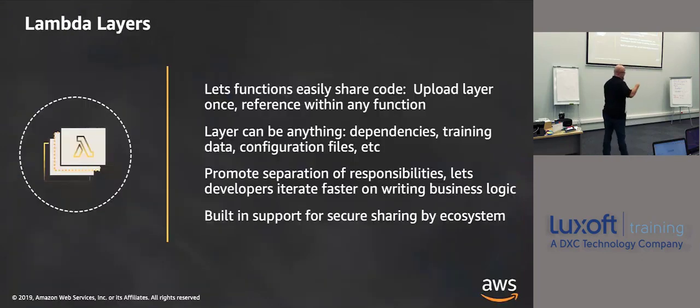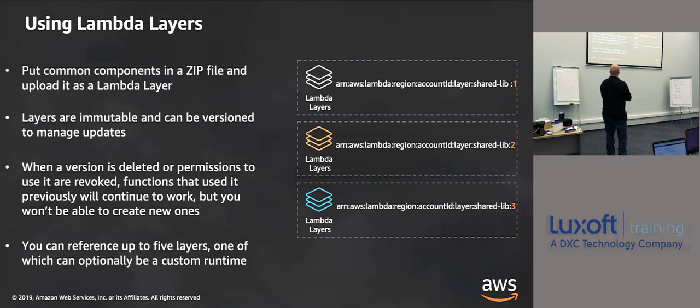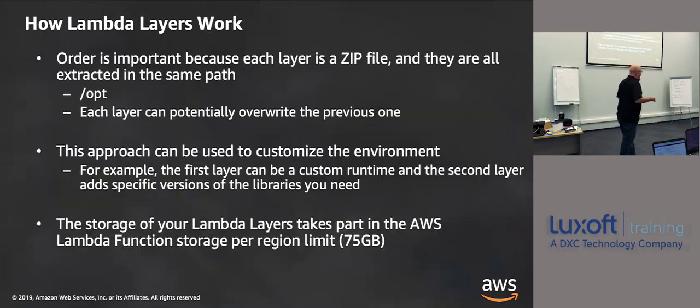So let's get into layers a little deeper. We talked about layers, where they let functions easily share. It's immutable. Talked about this one. So how Lambda layers work. Order is important, and we're going to do a little demo of this. Order is really important on how layers work. How I introduce the layers is how it's going to look at them.